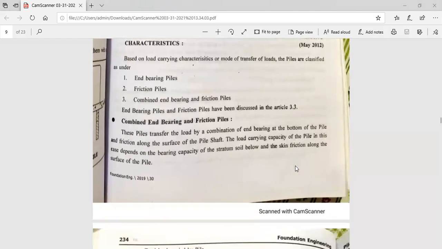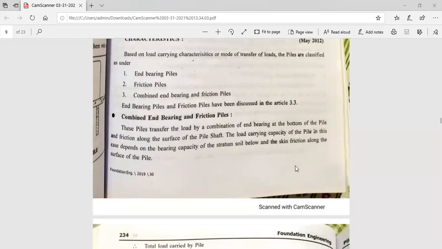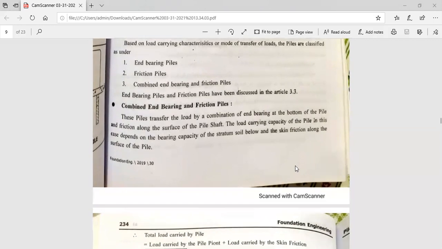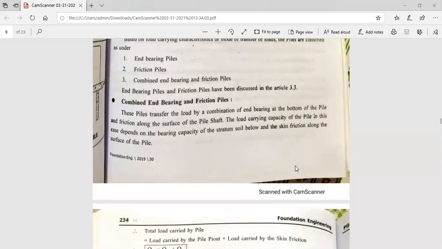So combined end bearing and friction piles. End bearing piles and friction piles, we already studied in the previous lecture, right? So we can skip both of these piles. Now, talking about the third one, the combined end bearing and friction pile.